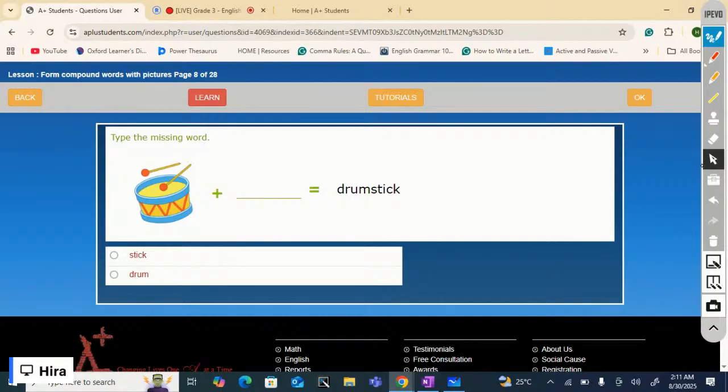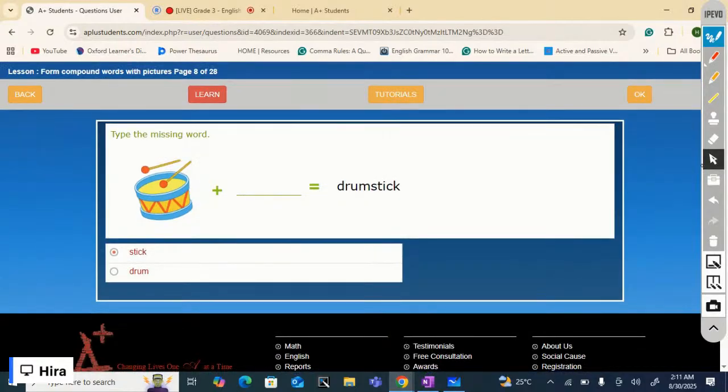Drum. This is a drum. Picture of a drum. And what is missing here? We have to make drumstick. So what is missing? Stick. Drumstick. You know, a drumstick is used to beat the drum. These are the drumsticks. See? Oh, no. This is something else. Drumstick is something else.